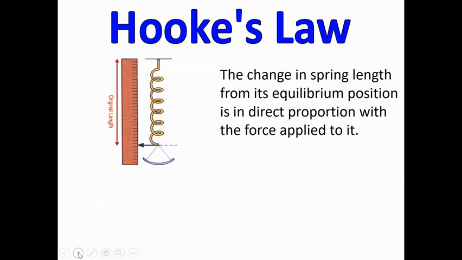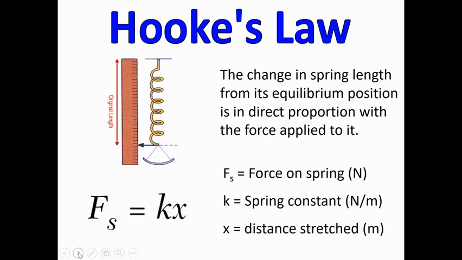Hooke's law states that the change in spring length from its equilibrium position is in direct proportion to the force applied to it. Or in other words, if you pull on a spring, it will stretch a certain distance. The genius mathematician and physicist that came up with this law is named Hooke. And if we put it in formula form, it looks like this.